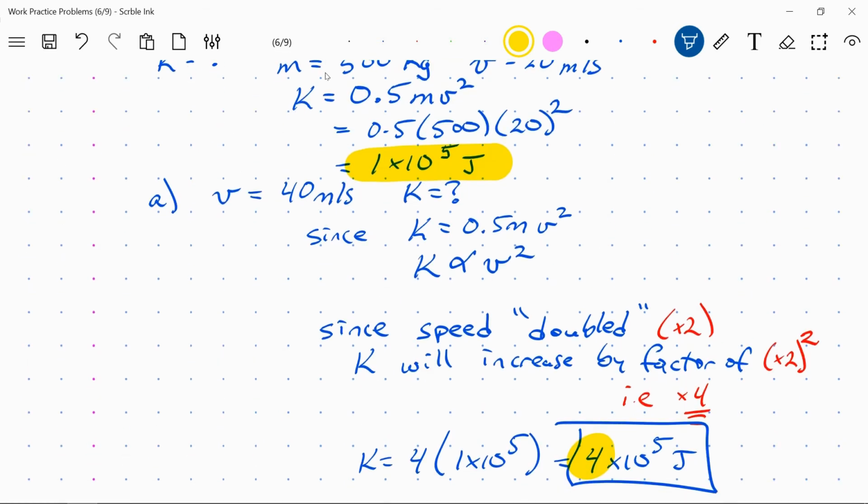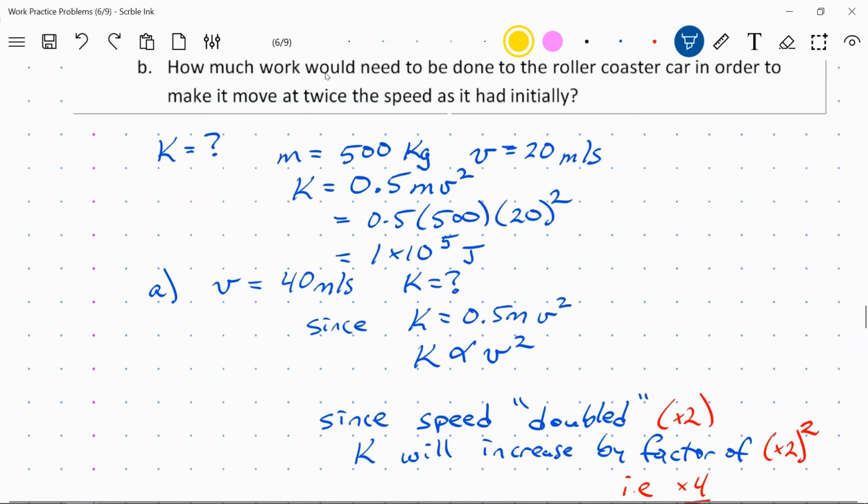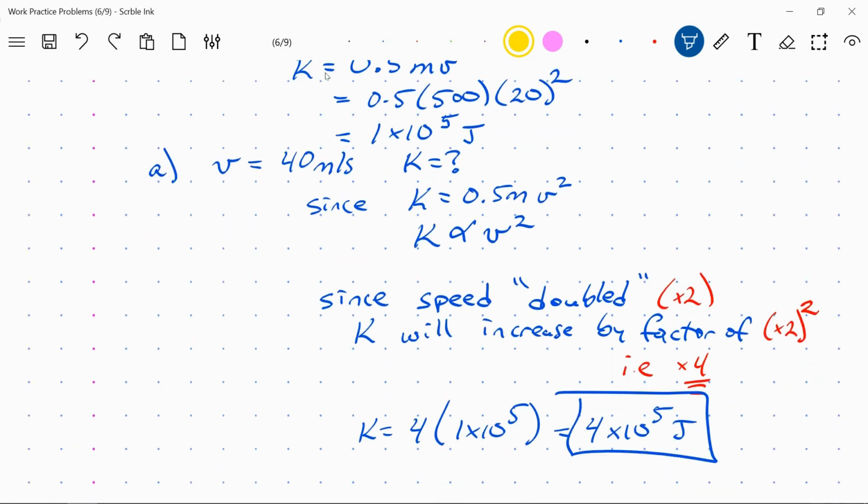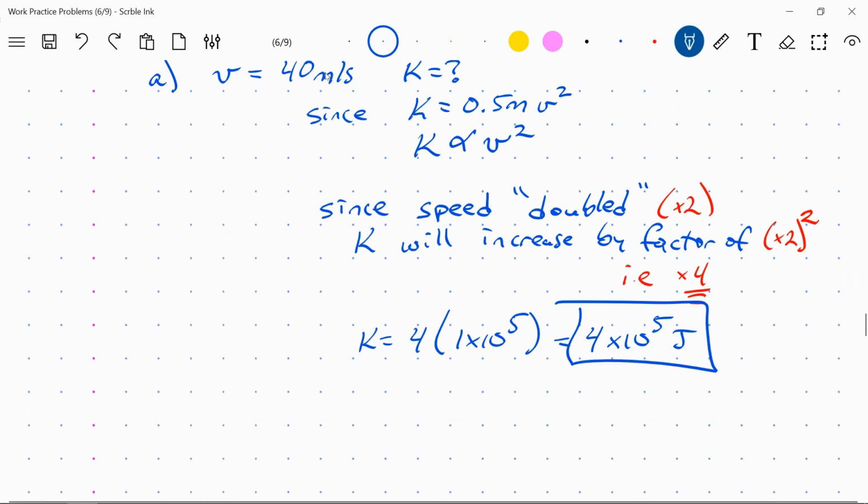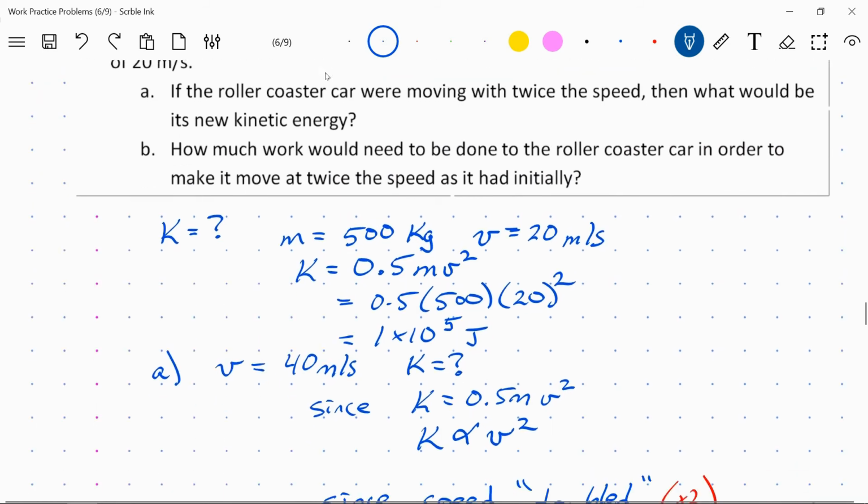So if you understand your physics and you understand these proportionality ways of thinking, 4 times the kinetic energy, since you doubled the speed, you'll be that much better off for it. Okay, so completely optional, but I thought I would take advantage of that to talk about it. Okay, I'm going to put that one back. Move on. Oh, there was a part B.